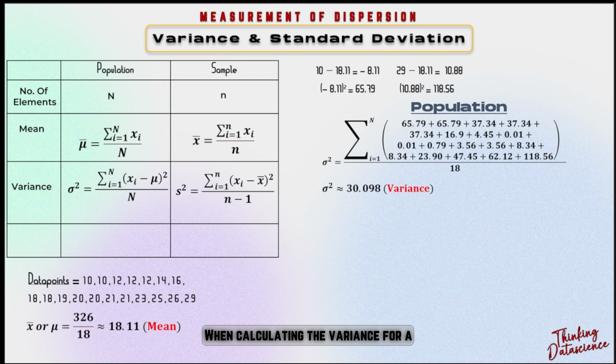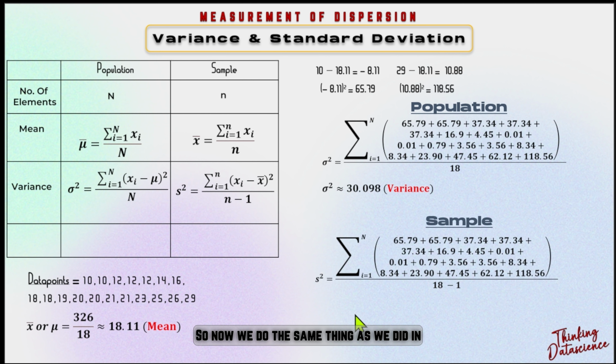When calculating the variance for a sample, we divide the sum of squared deviations by n minus 1 instead of n. The reason for dividing by n minus 1 instead of n is that when we calculate the variance using a sample, we are using the sample mean, which is an estimate of the population mean. Because the sample mean is an estimate, it has some degree of uncertainty. Statisticians found that dividing by n minus 1 instead of n corrects this uncertainty, giving us a more accurate estimate of the population variance. This correction is called Bessel's correction.